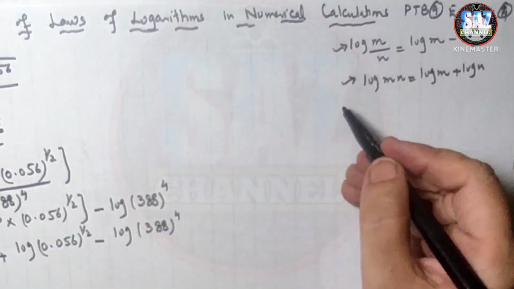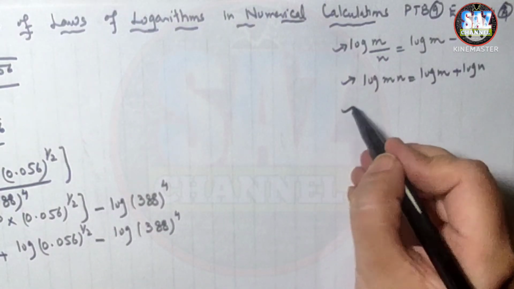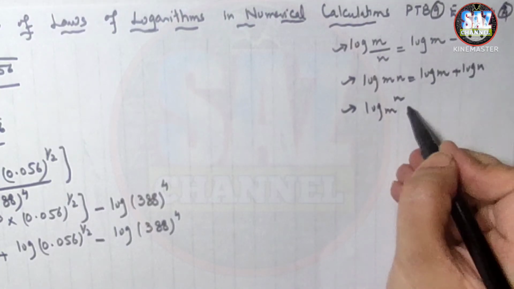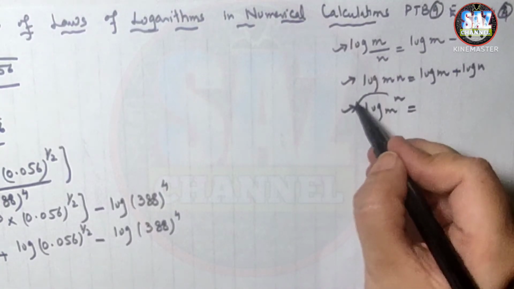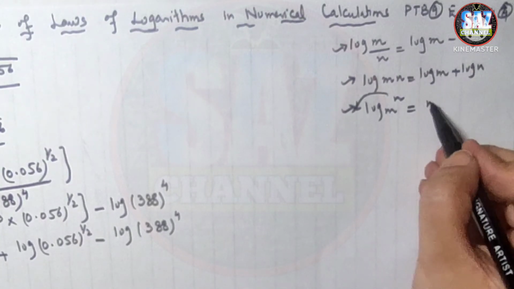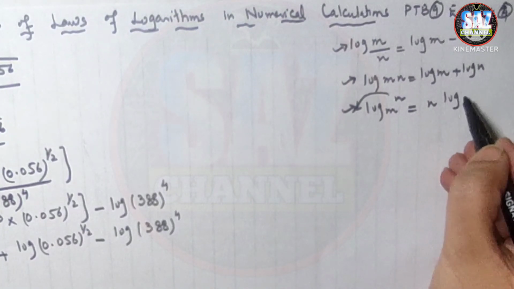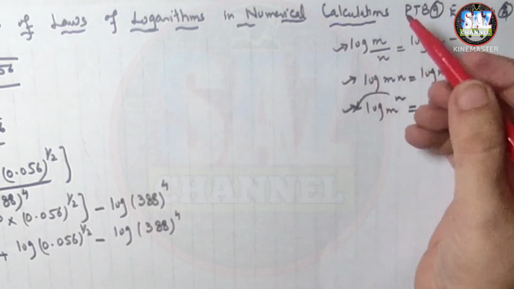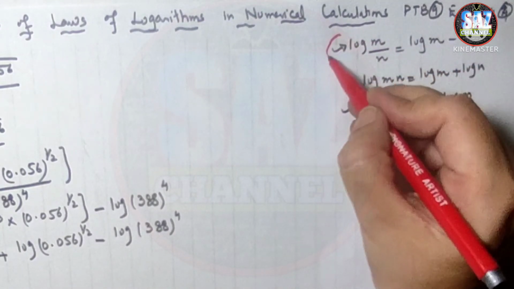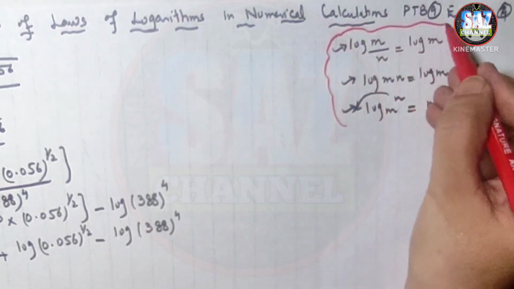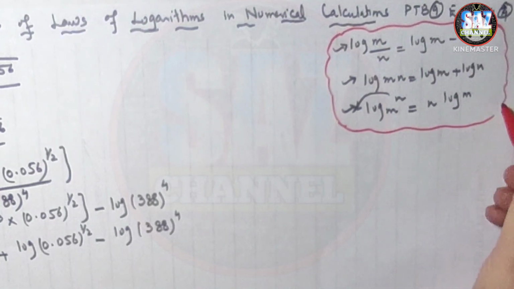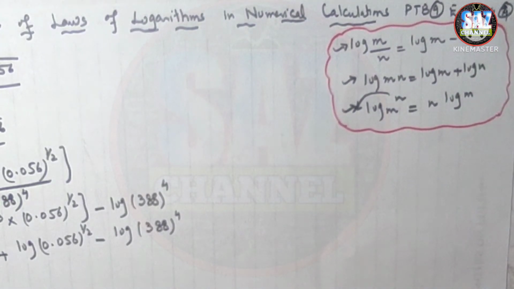We need to learn one more law, that is log of m raised to power of n equals what? What to do with this power or index? I have to bring this power down: n log m. Okay, now these three laws have to be really clear to all of my students. For better understanding of this exercise, I am highlighting this portion because these 3 or 4 laws are the common laws for almost all of the parts.